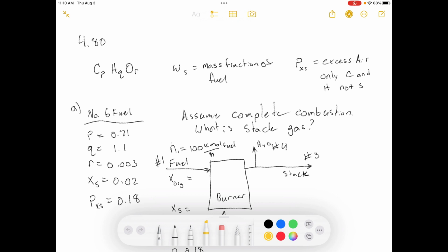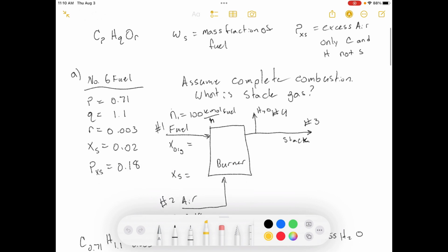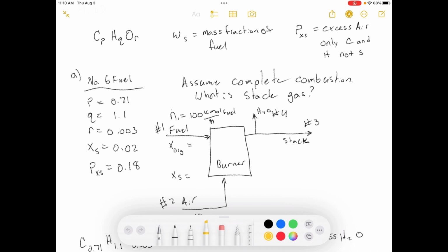So to start off with, we need to draw our picture here. I wrote down the information they gave to us. We have this chemical composition of the organic portion of the fuel, and then we've got our weight fraction. In the problem, they use an X, but I always use X to represent a mole fraction, so all of my weight fractions are lowercase w's. So this is the weight fraction of sulfur in the fuel, and then this is the percent excess air, and that only includes the carbon and the hydrogen and not the sulfur.